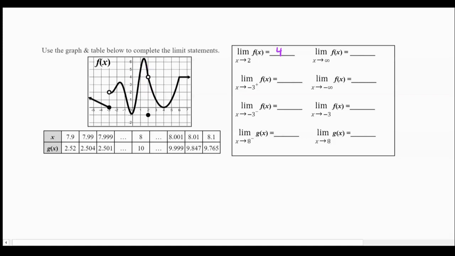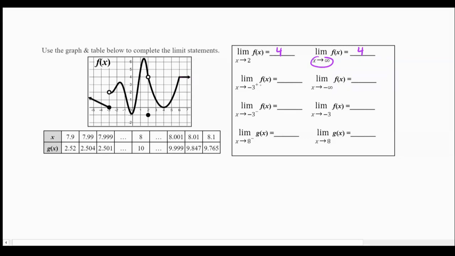Second part here, as x approaches infinity, we see on the graph, it looks like it's either at 4 or approaching 4. Either way, it doesn't really matter. We can see that this one here is also going towards the y value of 4.